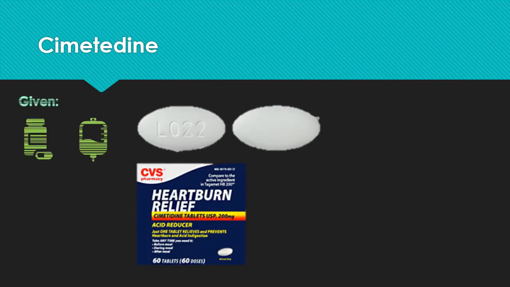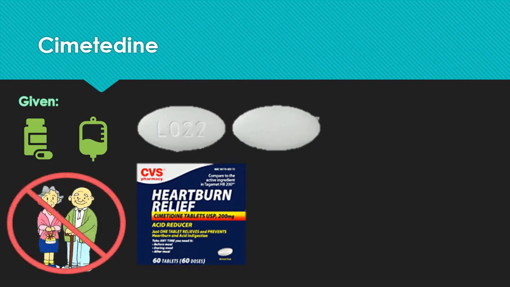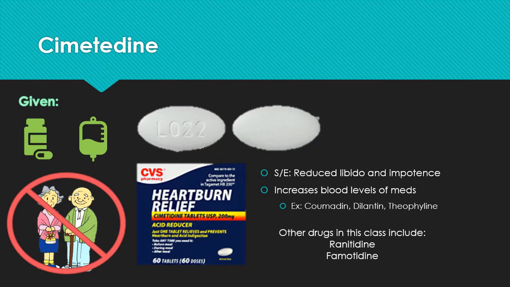Cimetidine is given by mouth or IV. It cannot be given to elderly patients because it can cause confusion, disorientation, and hallucinations. The side effects for this particular drug are reduced libido and impotence. Cimetidine also increases blood levels of different medications like Coumadin. Other drugs in this class are ranitidine and famotidine. Ranitidine has fewer side effects and is slightly more potent.